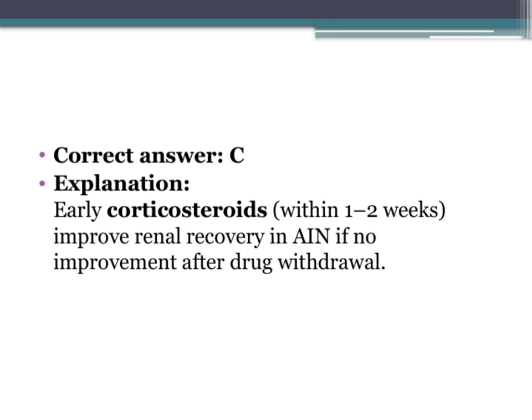Early corticosteroid therapy, ideally within the first 1 to 2 weeks, has been shown to improve renal recovery in cases of acute interstitial nephritis, or AIN. This is especially true if there's no improvement after simply withdrawing the offending drug. The key point is that timing is crucial. Initiating steroids early can make a real difference in patient outcomes. So, while stopping the causative medication is the first step, adding corticosteroids promptly if the kidney function doesn't start to improve can really help in the recovery process. This approach highlights the importance of early intervention in managing AIN effectively.